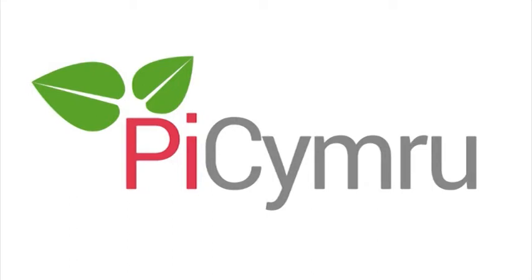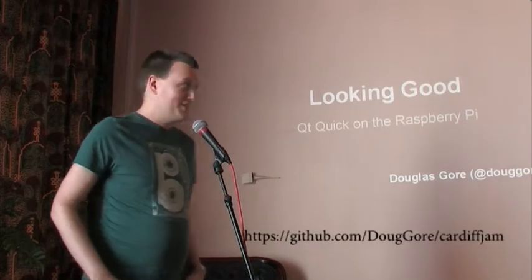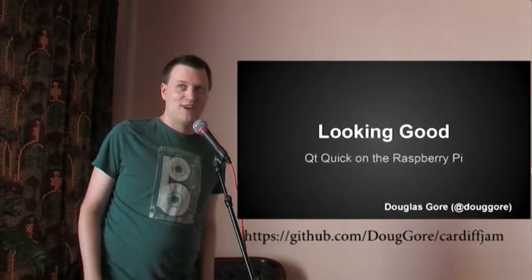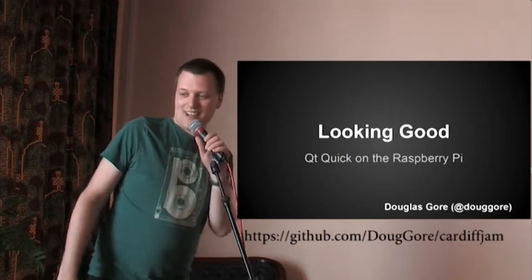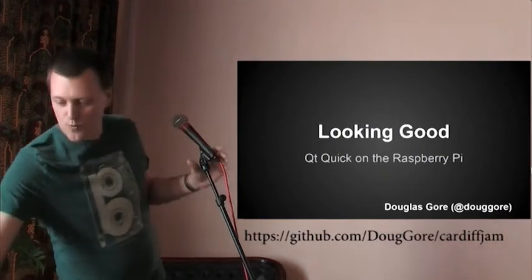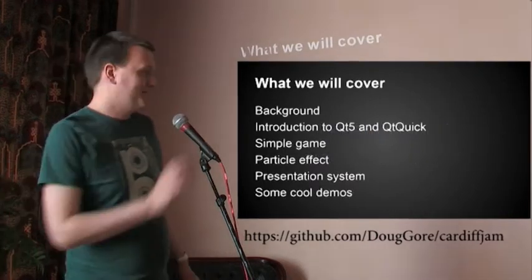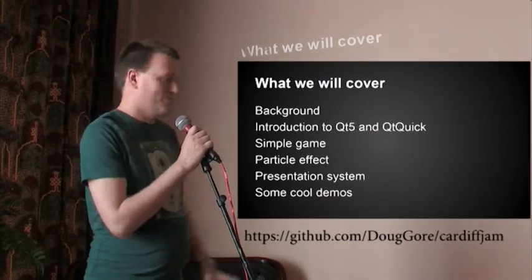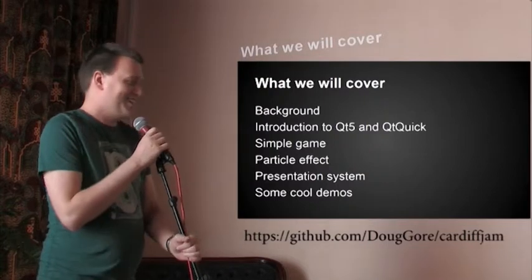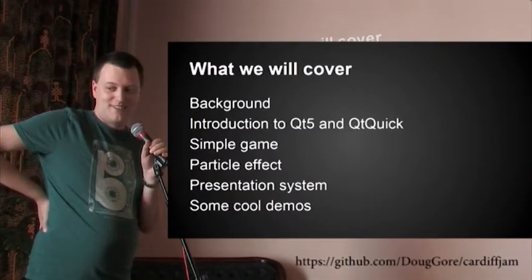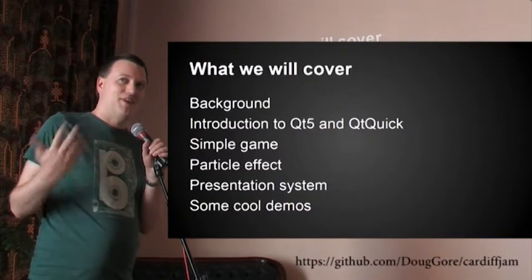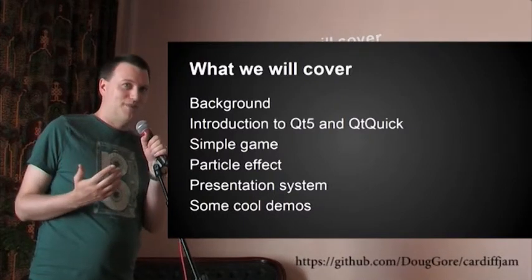My talk is called Looking Good, and we're using something called Qt Quick on the Raspberry Pi. I'll explain why as we progress through the talk. First of all, we'll go through some background and explain a bit about graphics on the Pi, because that's really the focus of what I'm showing you today.